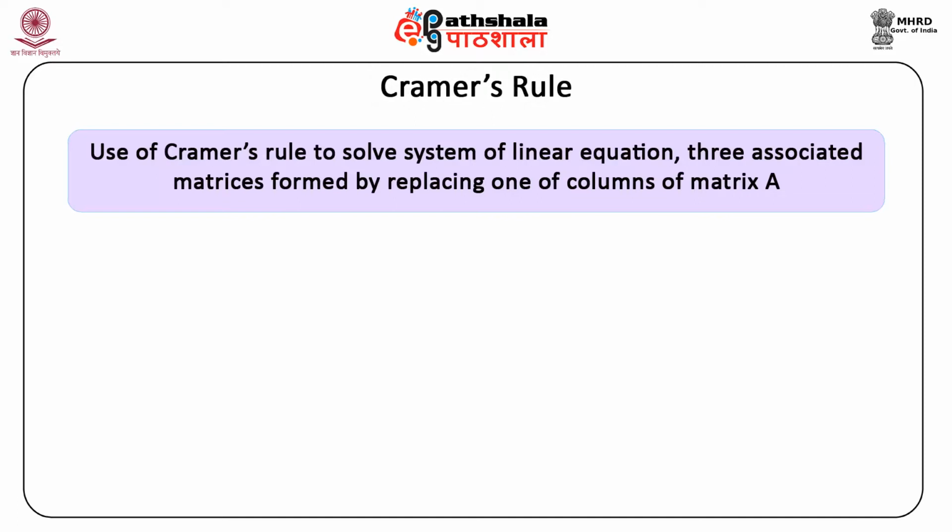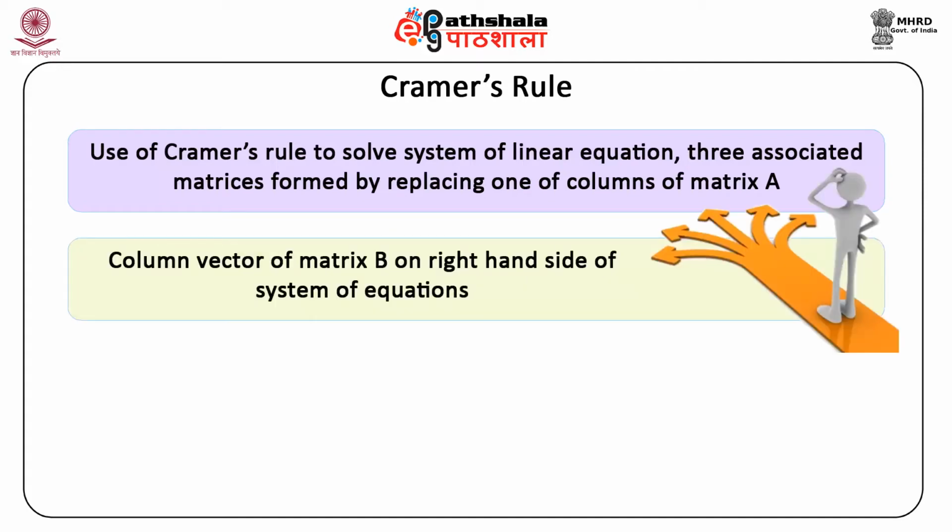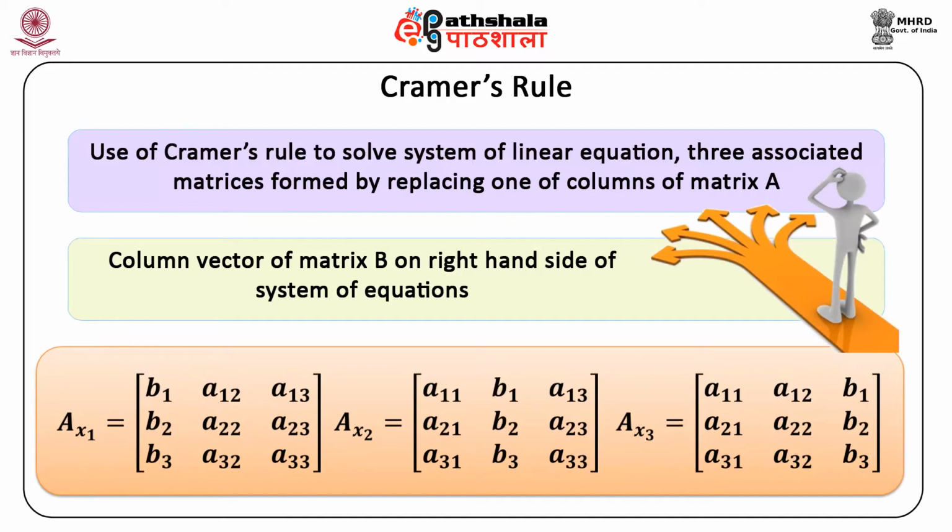To make use of Cramer's rule to solve the system of linear equations, we introduce three associated matrices which are formed by replacing one of the columns of matrix A by the column vector of matrix B on the right hand side of the system of equations. We consider the following matrices. AX1 is b1 a12 a13; b2 a22 a23; b3 a32 a33. AX2 is a11 b1 a13; a21 b2 a23; a31 b3 a33. AX3 is a11 a12 b1; a21 a22 b2; a31 a32 b3.